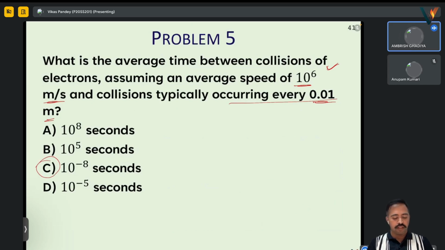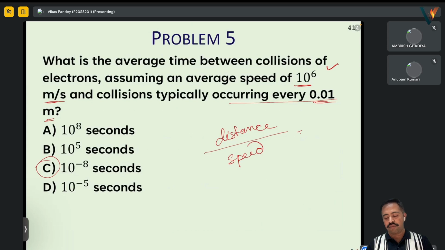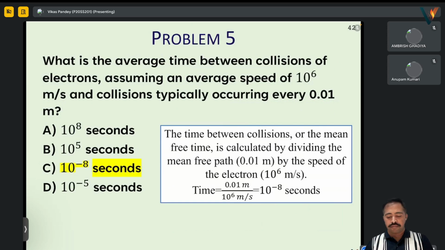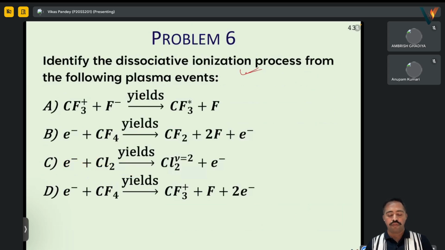So how are we calculating that? It's distance divided by speed, that gives the time. Distance we have 0.01, and speed we have 10 to the power 6. So we have 10 to the power minus 2 divided by 10 to the power 6. This one was meter, and this one was meter per second. So we'll get 10 to the power minus 8 seconds, right? So C is the correct answer. Identify the dissociative ionization process from the following plasma event.